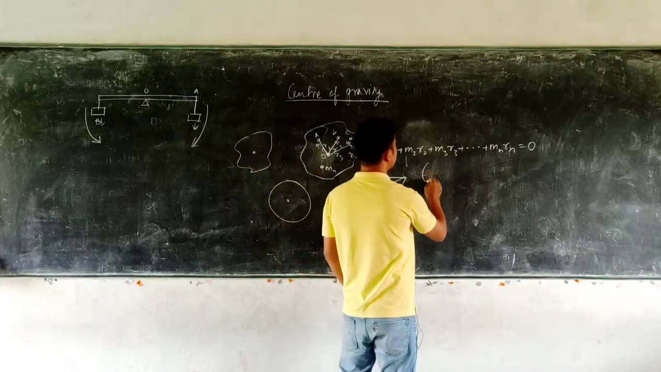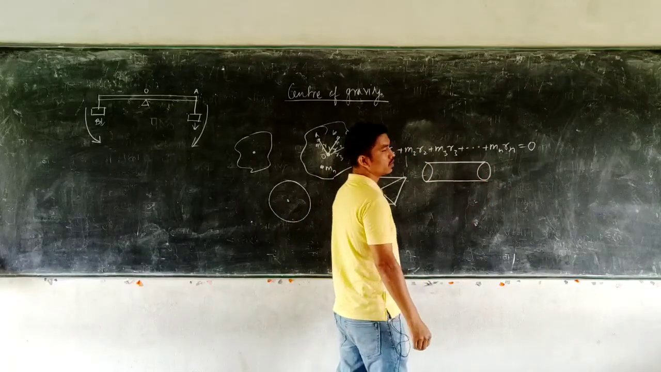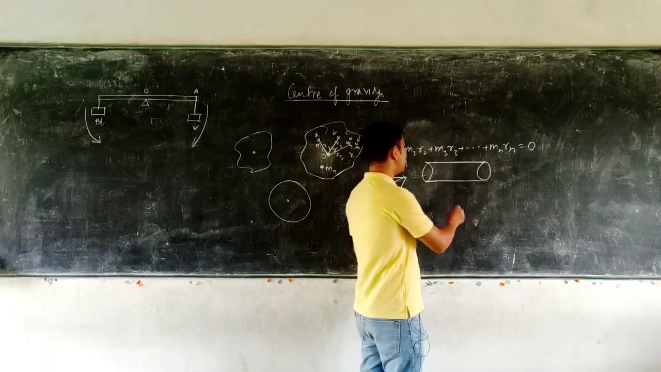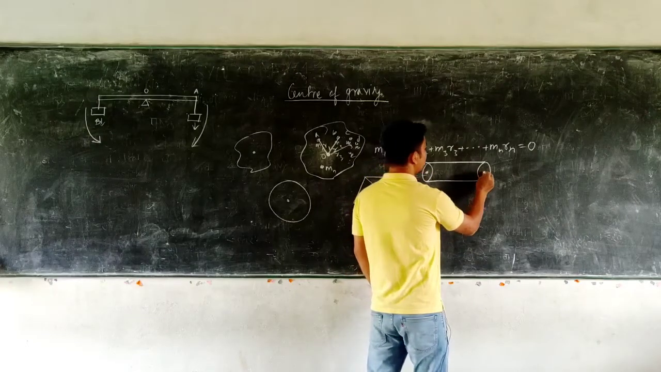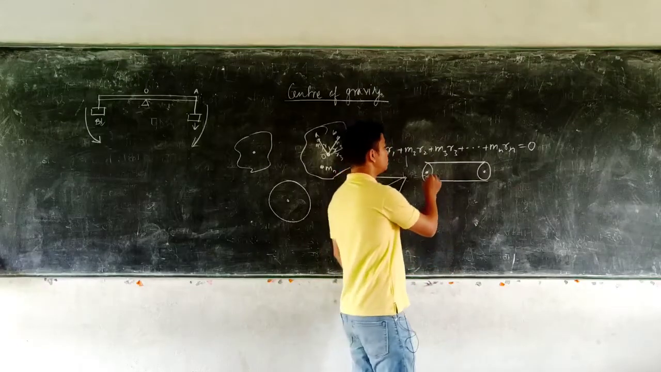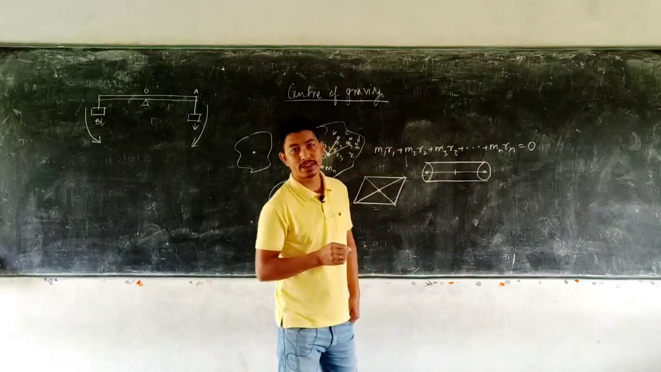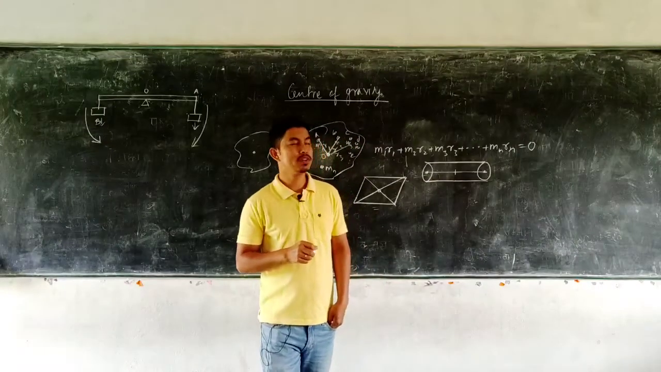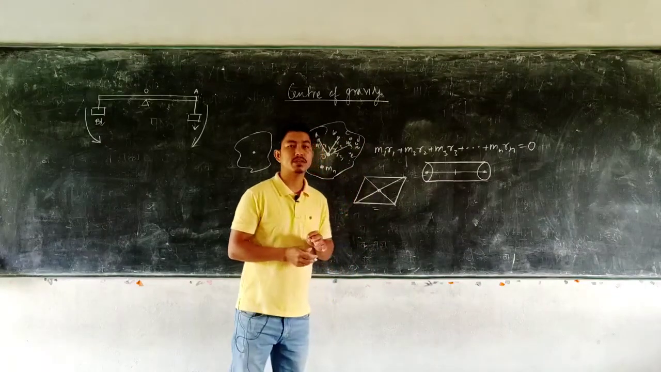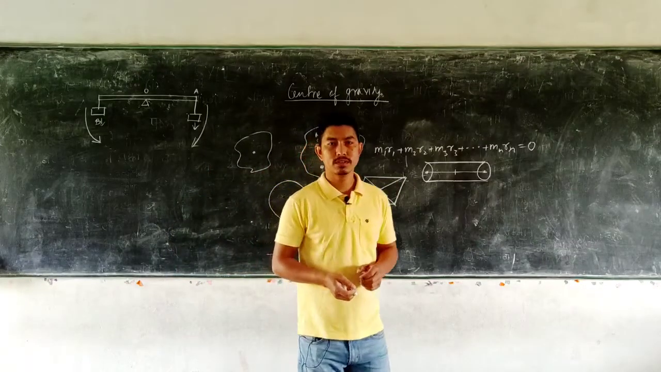Now for a hollow cylinder, where is the center of gravity? The center of gravity lies at its axis. Axis means joining the two centers of the circle at the two ends. If you join these two centers, that is the axis, and it lies at the midpoint of its axis. So in this, what is important is the definition of center of gravity as well as the center of gravity of some of the objects.